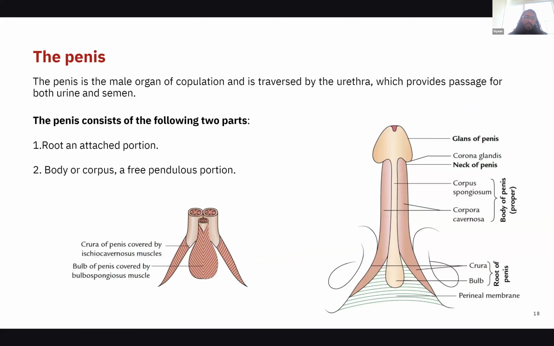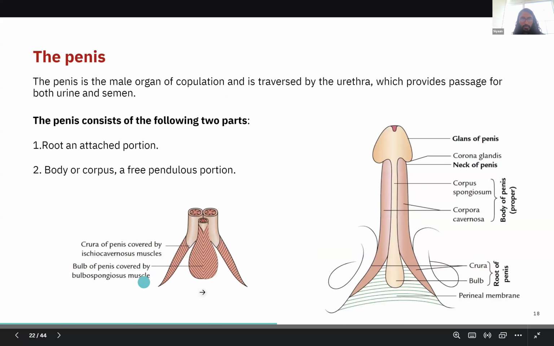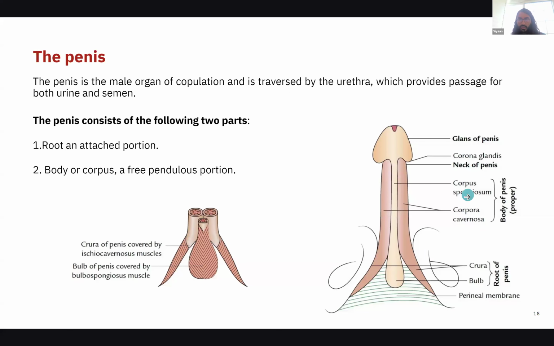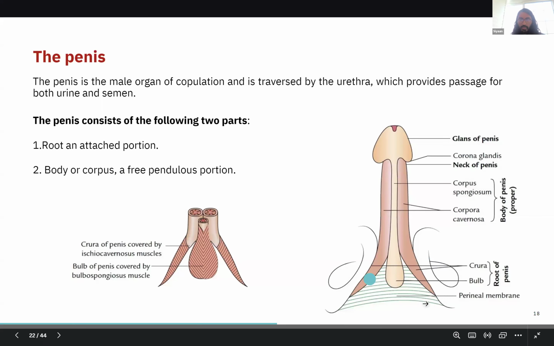Now the penis itself is made up of two parts. The root, like a tree, is attached to the ground, so this is the part which attaches down, and then you have the body itself. The root is made up of the ischiocavernosus muscles and the bulbospongiosus muscle. And for the body, here you can see the glans, the neck, corpus spongiosum, and corpora cavernosa. This is going to attach to the perineal membrane, remember?